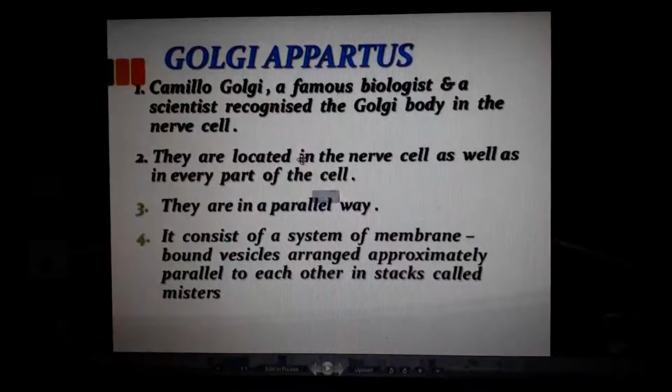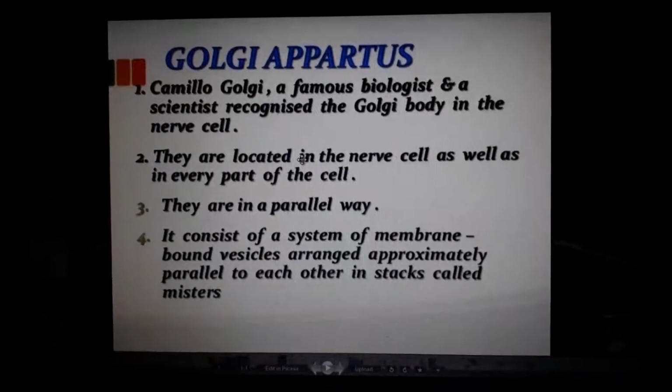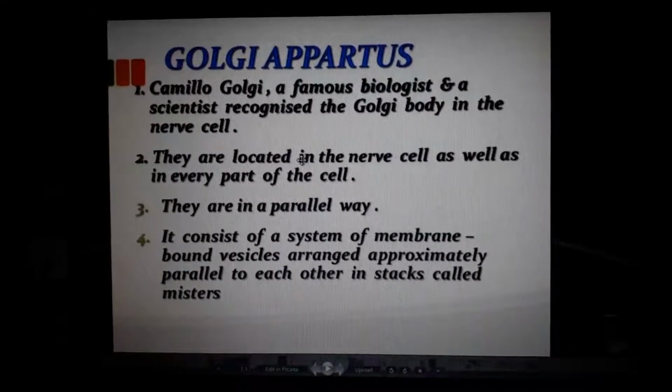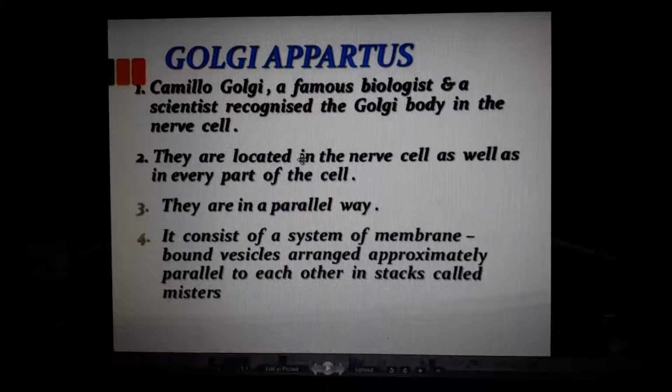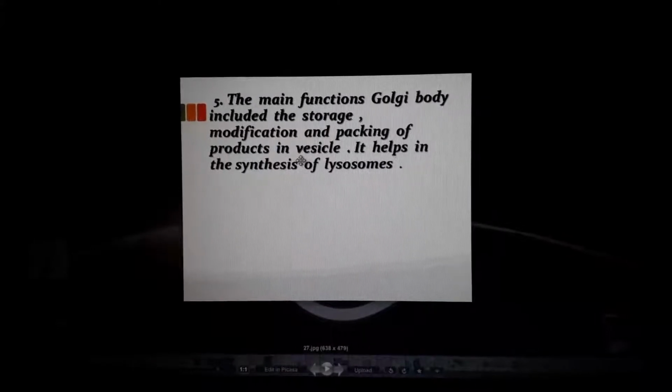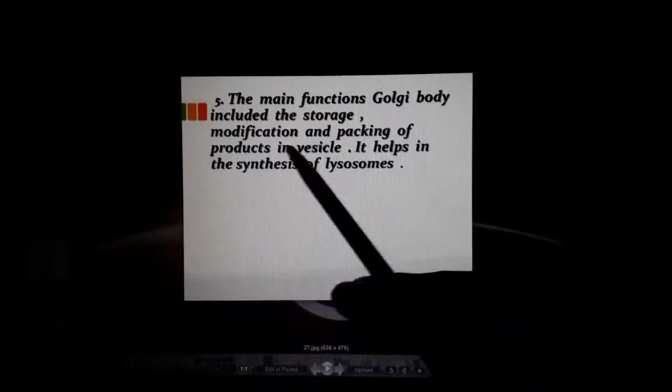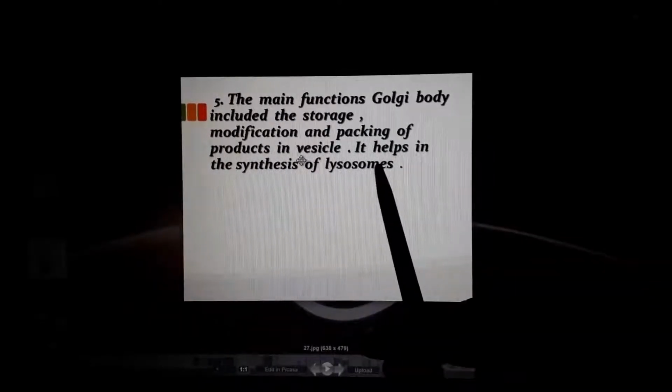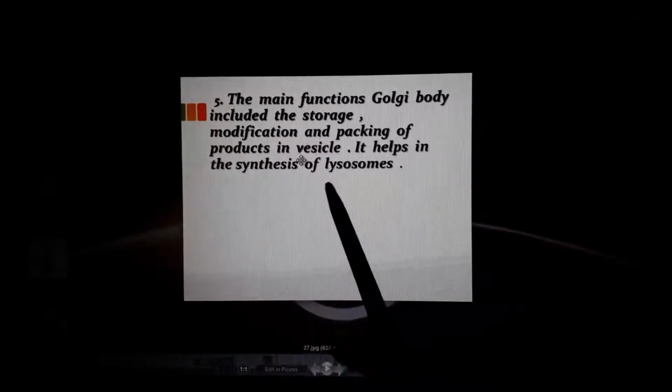A famous biologist and scientist, Camillo Golgi, recognized the Golgi body in the nerve cell. Let's see, what is it? They are located in the nerve cell as well as in every part of the cell. They are in a parallel way. It consists of a system of membrane-bound vesicles arranged approximately parallel to each other in stacks called cisternae. When we study this Golgi apparatus, we will discuss it in detail. What is the main function? It includes the storage, modification and packing of products in vesicles. It helps in the synthesis of lysosomes.